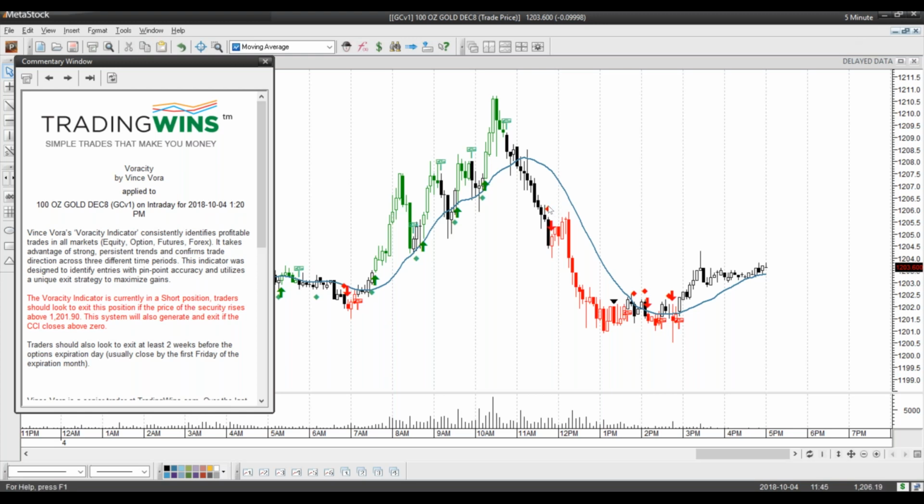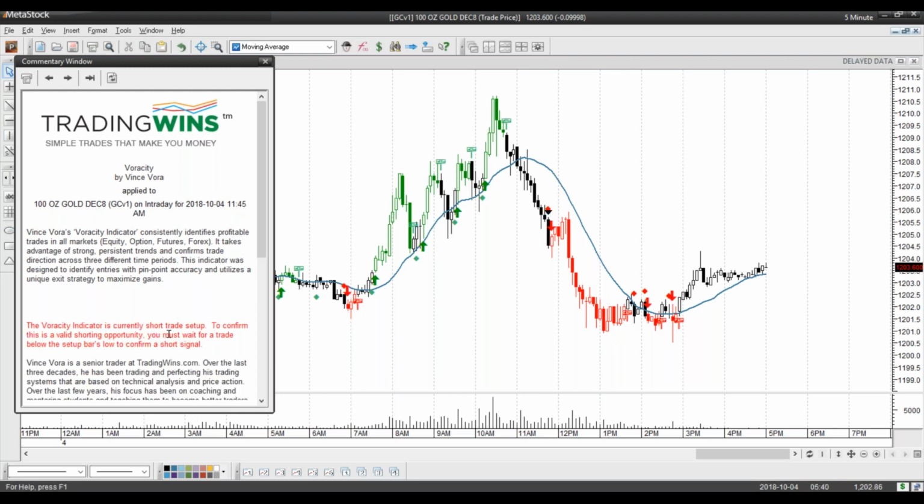So let's go back to the setup bar here, and it'll tell you that Voracity is currently showing a short setup. But it'll also go on and tell you that to confirm that it's a valid shorting opportunity, you must wait for a trade below the setup bar's low. So it'll tell you exactly what criteria you need for it to become a trigger, so that if you're looking at this tonight, but you're working tomorrow, but you don't want to miss this trade, maybe you can put in an order, a buy stop order with your broker, so that if it goes below that point that it's telling you, you can get in on that, okay?